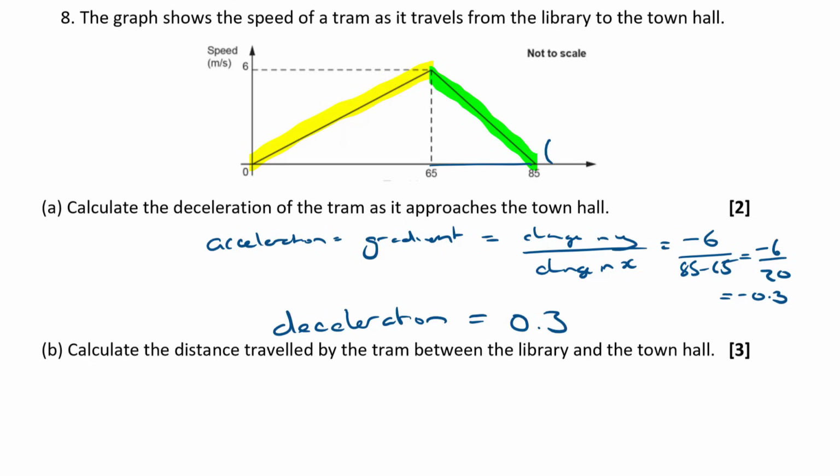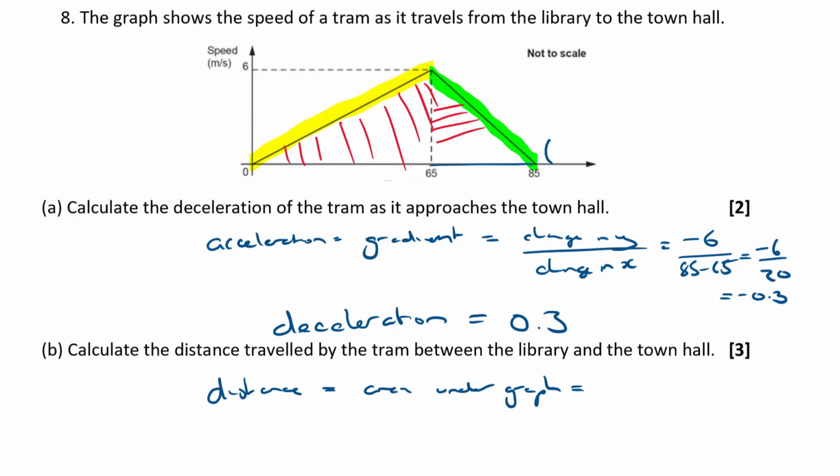Right, part B. Calculate the distance travelled by the tram between the library and the town hall. Now, distance travelled is area under the speed time graph. In this case we've got two distinct areas, haven't we? We've got this one here, which is a triangle, and we've got a separate triangle here. So we've got two triangles. Another way of looking at it is those two triangles make one big triangle, don't they? So you can use the baseline all the way across from there to there, which is 85, and the height of the triangle is 6.